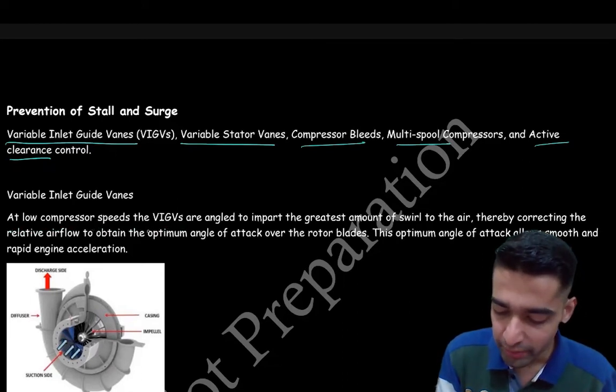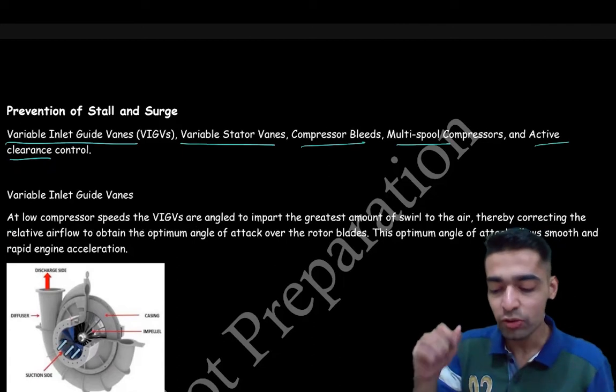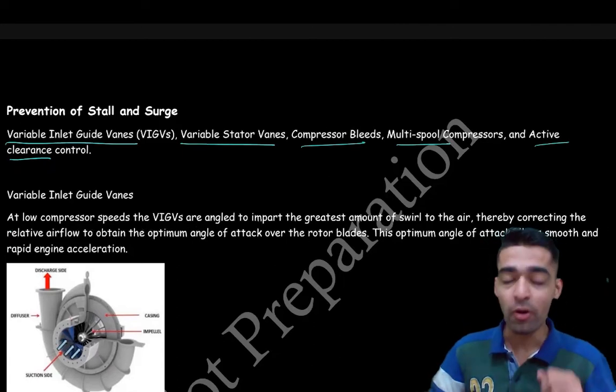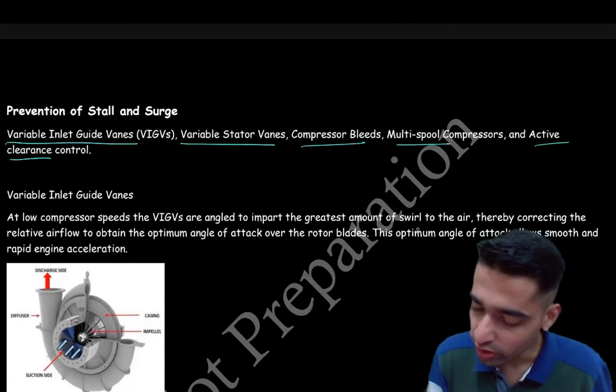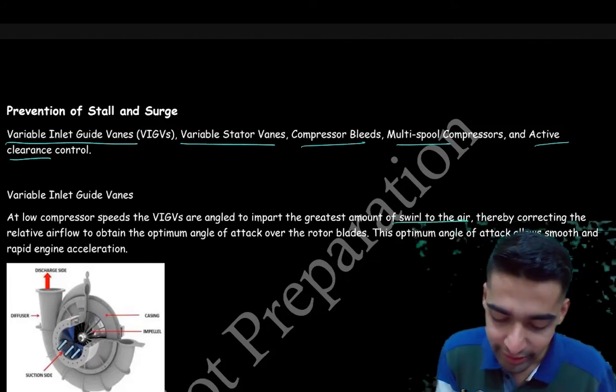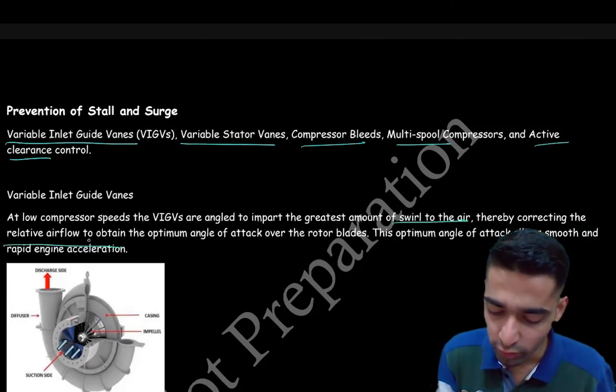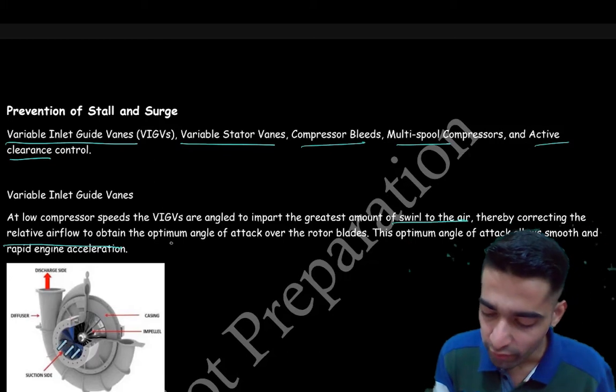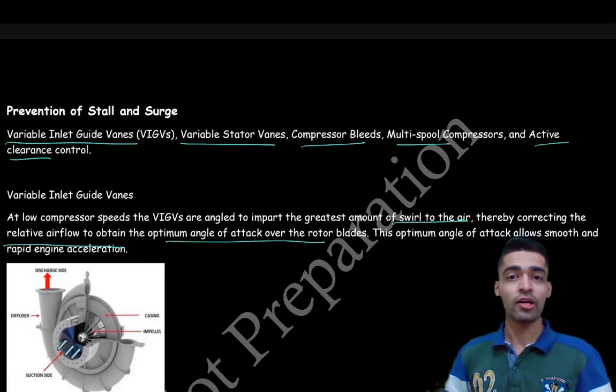So at low compressor speed, what happens? The variable inlet guide vanes are angled to impart the greatest amount of swirl to the air, thereby correcting the relative airflow to obtain the optimum angle of attack over the rotor blades. So we'll get the optimum angle of attack in that way.